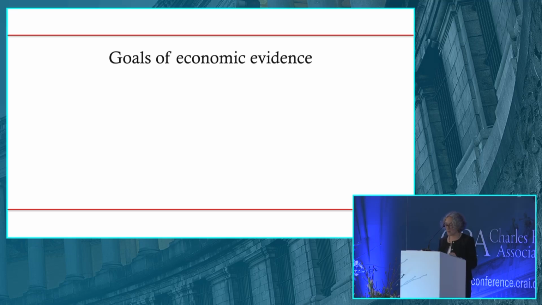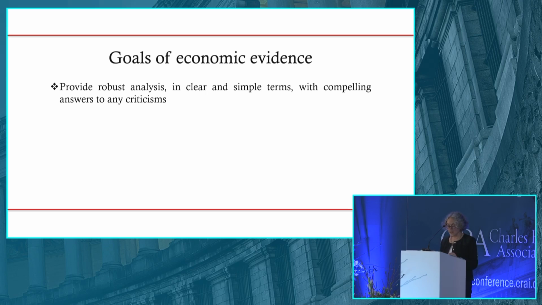Ultimately, as I've said, economic evidence is central to many of the cases that we deal with in the High Court, and almost all of the cases that we deal with in the CAT. And the High Court and the CAT want to help parties to produce good, clear, and relevant economic evidence. We rely on it, and it's important to the cases before us. That means providing a robust analysis in clear and simple terms with compelling answers to any criticisms of that analysis, and if necessary, providing an alternative approach as a backup plan.